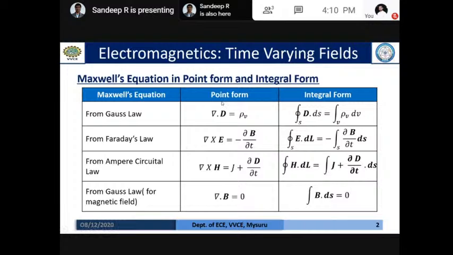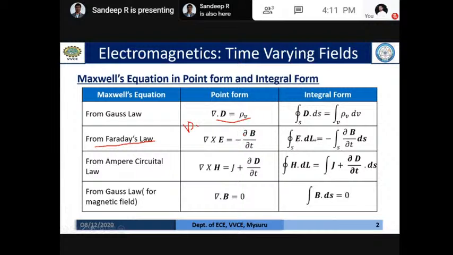So the first Maxwell equation is from Gauss law. For the time varying field, it is given by del dot D is equal to rho V. The integral form is given by integral D dot ds is equal to integral rho V dV. So there will be a new term included in Faraday's law in the time varying field. So from Faraday's law, we can write del cross E is equal to minus dou B by dou T.